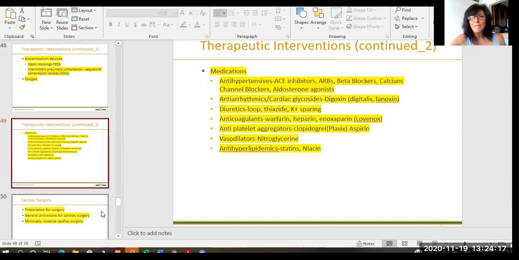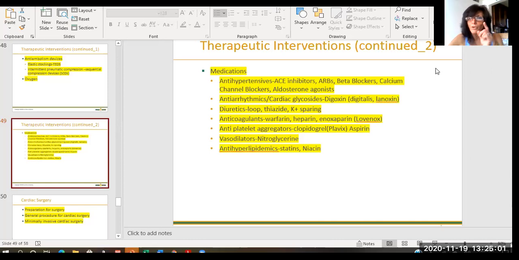There are lots of cardiac meds. So put your seatbelts on, kids. You have antihypertensives, which include ACE inhibitors, that's angiotensin converting enzyme inhibitors. You have ARBs, angiotensin II receptor blockers, beta blockers, calcium channel blockers, aldosterone agonists, antiarrhythmics, cardiac glycosides like DIG. You have diuretics, loop diuretics, furosemide, bumetanide, thiazide diuretics, chlorthalidone and hydrochlorothiazide, potassium sparing, spironolactone, anticoagulants, warfarin, heparin, enoxaparin, antiplatelets, clopidogrel and aspirin, vasodilators, nitro, antihyperlipidemics like statins and niacin.